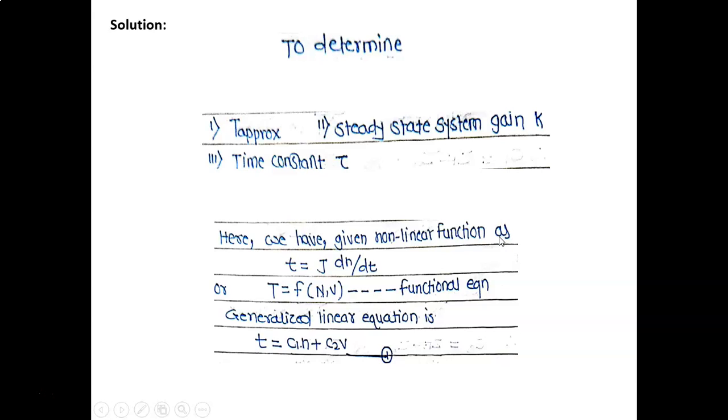Here we are given the non-linear function as small t is equal to J dN by dt, or torque T is a function of speed and voltage, or you can read it as T is equal to F of N, V. This is the functional equation. Therefore, the generalized linear equation is small t is equal to C1 n plus C2 v. This is equation 1. How to find the values of C1 and C2, we will see in the next slide.